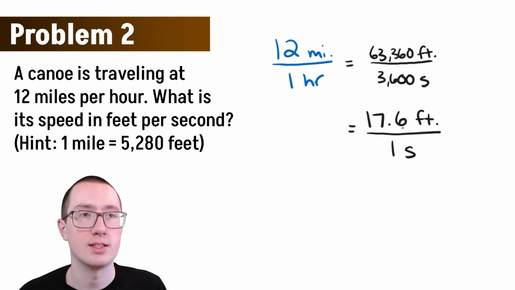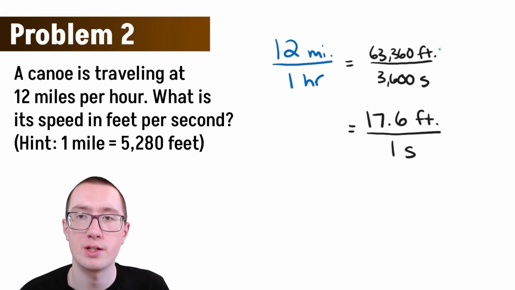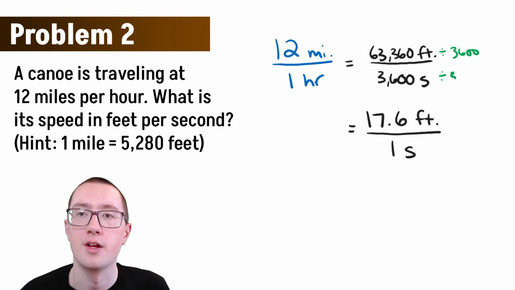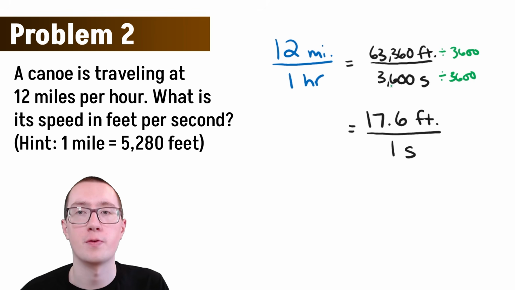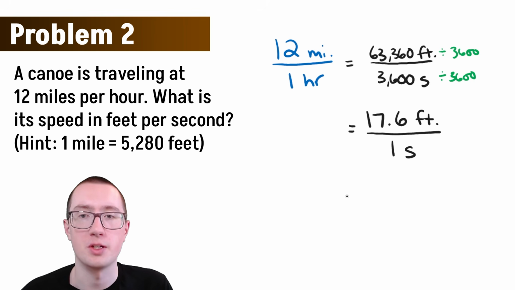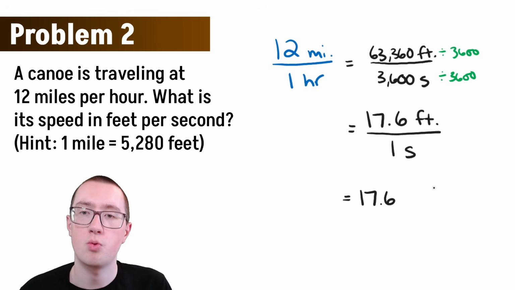If you want to think of this as like simplifying fractions, you can think of it as dividing both the top and the bottom by 3,600. And that forces the bottom of the fraction to just be 1 second, which is what we want. So rewriting our answer to be better, the final answer is that the canoe travels 17.6 feet per second.